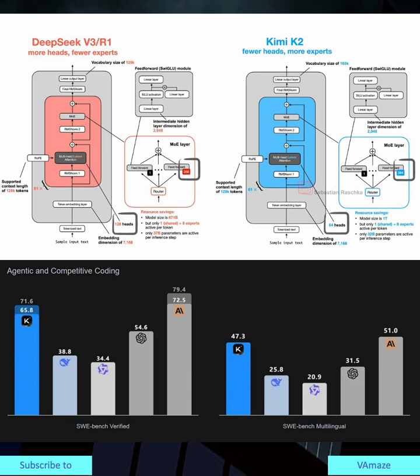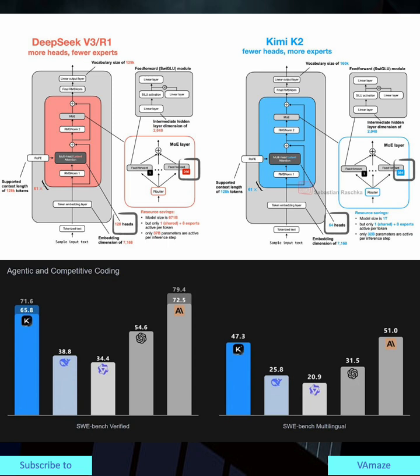DeepSeek's multi-head advantage. Parallel processing. 128 attention heads enable simultaneous analysis of multiple aspects. Scalability. Architecture scales well with increased computational resources. Robustness. Distributed attention reduces single points of failure. Context utilization. Better at leveraging the full 128K token context.